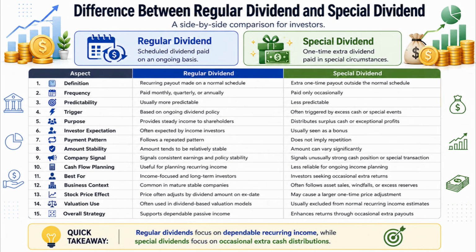So, the quick takeaway is that regular dividends focus on dependable recurring income, whereas special dividends focus on occasional extra cash distributions.